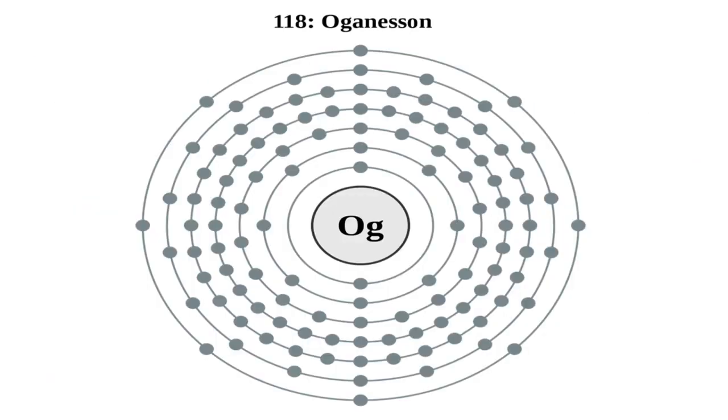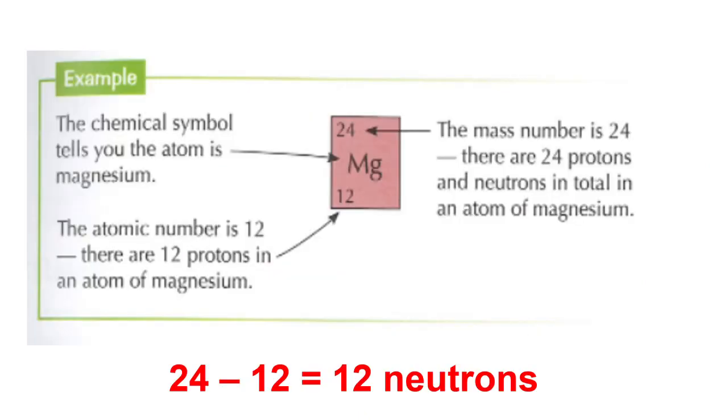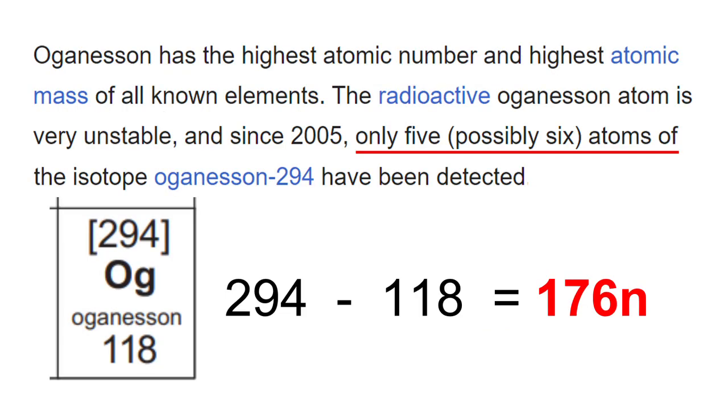Okay, now here's the largest element that we have discovered so far, oganesson. Okay, it's got 118 electrons, and we're going to talk about that in a moment, but you need to be able to find the number of neutrons. The bottom number is the atomic number, the number of protons. The top number is the mass number, the number of protons and neutrons. You subtract the bottom number from the top number to get the number of neutrons. Magnesium has 12 neutrons.